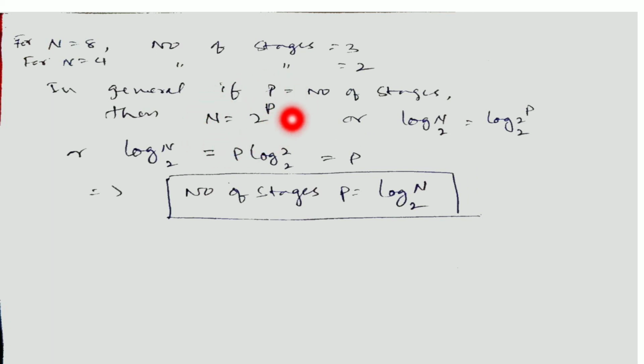When I take the logarithm of this with base 2, log n base 2 is equal to log of 2 power p base 2. So on simplification we can get p is equal to log n base 2. That means the number of stages can always be determined by knowing the number of elements n in the sequence. So therefore p is equal to log of n base 2.